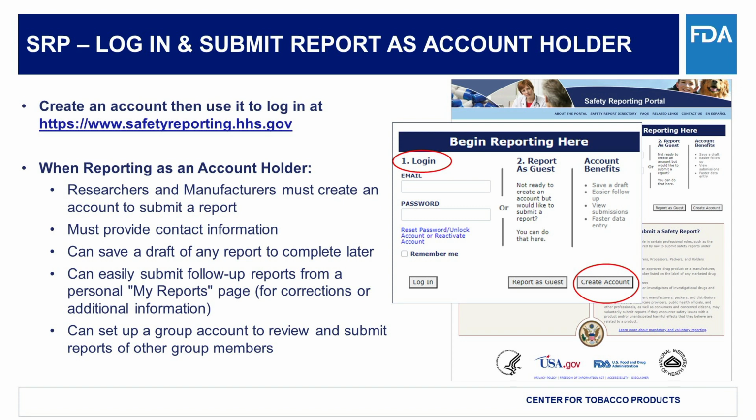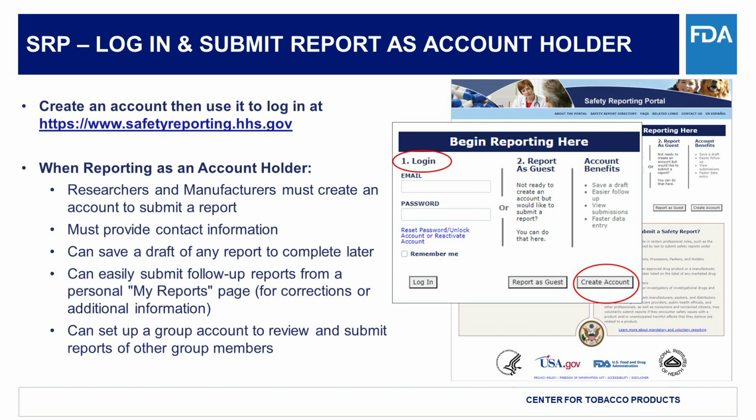The benefits of submitting tobacco problem reports as an account holder are that you can save a draft of an initial report to complete later. For example, if you are interrupted while entering information or you have a system outage. You can easily submit follow-up reports from a personal My Reports page, such as for submitting corrected information or additional test results or a final outcome that becomes known later.